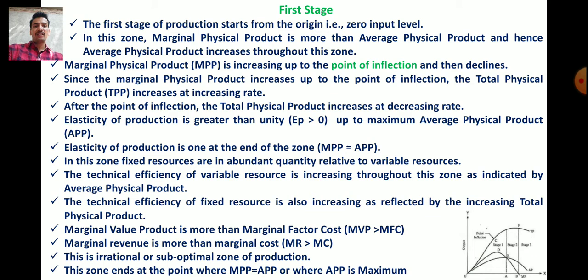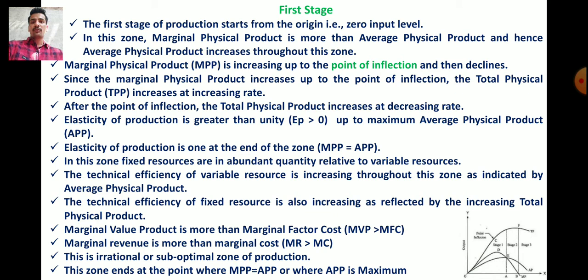Now in this zone, fixed resources are in abundant quantity relative to variable resources. If you compare fixed resources with variable resources in stage 1, you will observe that fixed resources are in abundant quantity. So in the first stage, technical efficiency of fixed resources is also increasing as reflected by the increasing total physical product. Means the technical efficiency or resource use efficiency of fixed resources increases continuously in the first stage because total physical product is also increasing continuously.